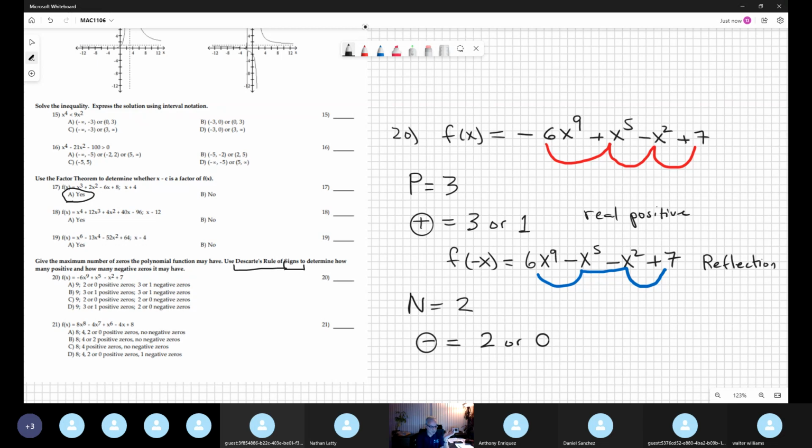So my answer is option A, where the degree of the original polynomial is 9. 9 comes from this exponent, degree 9. Cool. We have 2 or 0 positive. No, this is wrong. This is 3 or 1 positive zeros and 2 or 0 negative zeros. It's the option D. Make sense? Make sense or no?